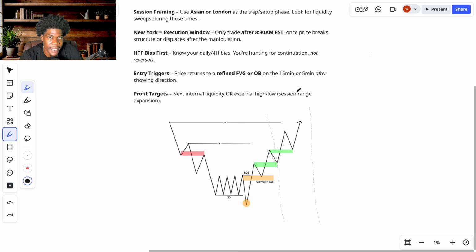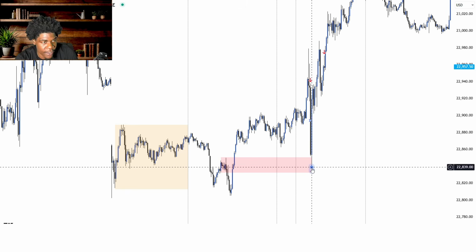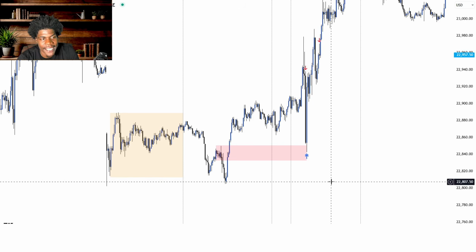But let's hop on the charts. I'm going to go over some examples on how we put this in action. Now we're on the charts. I'm going to go over this trade right here that I took during the New York session. Pay attention to the times, like I stated, between 8:30 to around 2 p.m. That's the overall New York session Killzone time, right?